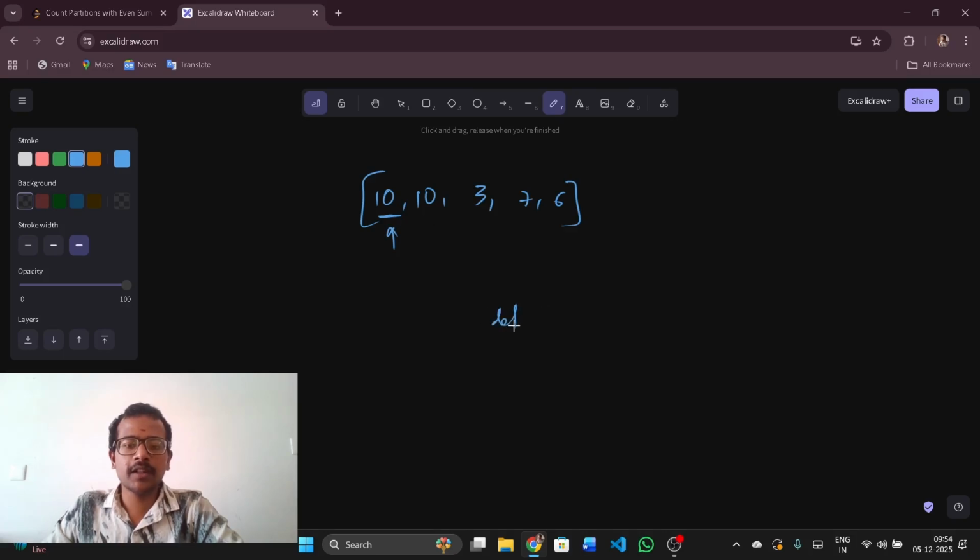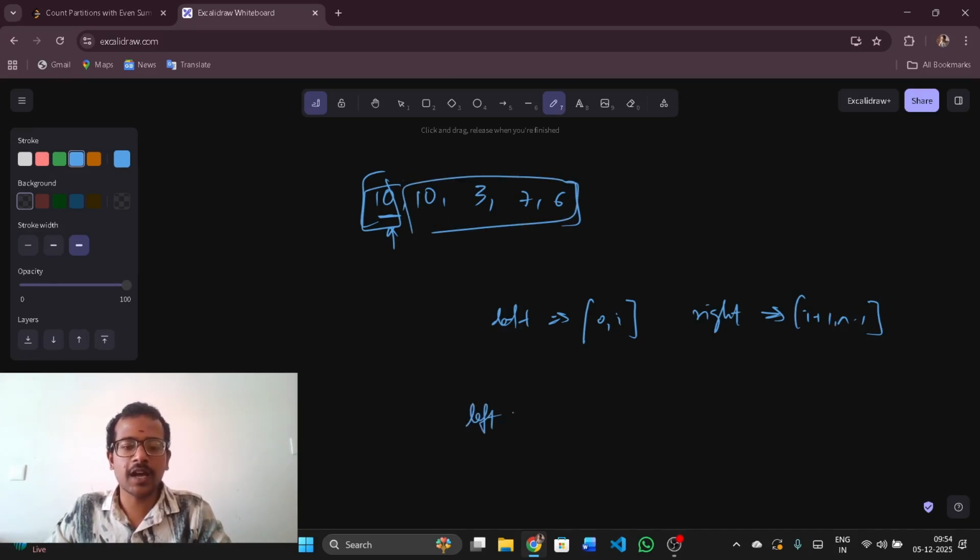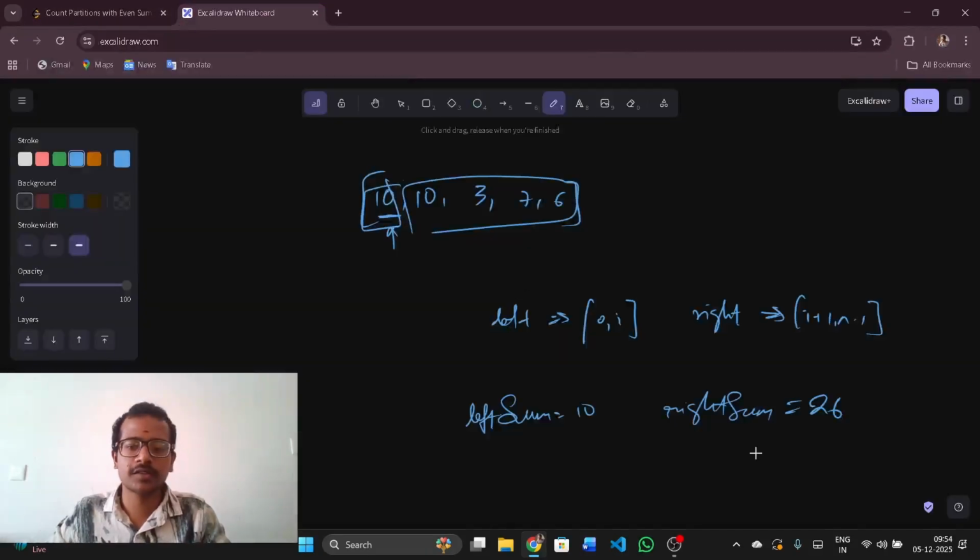The left subarray they have said is 0 to i, and the right subarray is i plus 1 to n minus 1 inclusively. That means this is the left subarray and this is the right subarray. Let's take the left subarray first. Left sum is equal to 10. Now what about the right sum? 10 plus 3 is 13, plus 6 is 19, plus 7 is 26. Yeah, 10 minus 26 is minus 16, which is even actually.